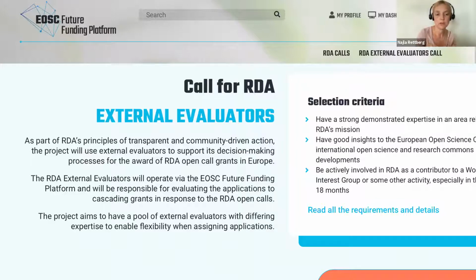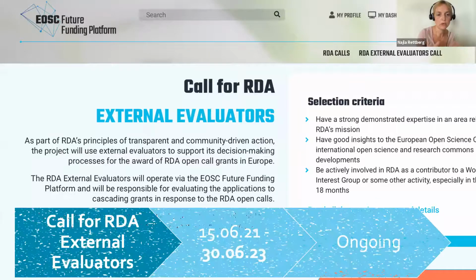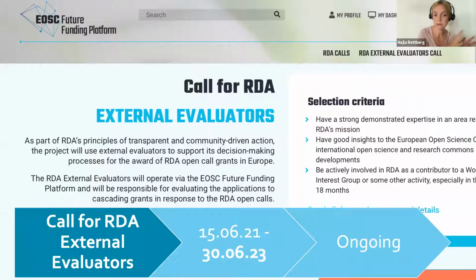And if you could just press the next, this call for external evaluators was opened in June, and it's ongoing throughout the project. So people can still apply. It's not a guarantee or a given that you will be called upon, but then we have a really rich, diverse network of evaluators to draw on to evaluate each of the calls.